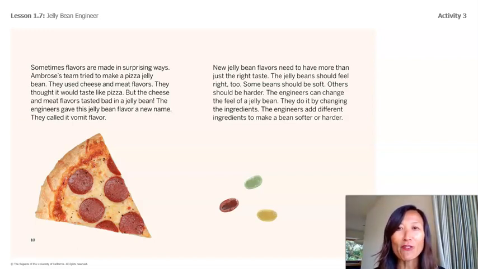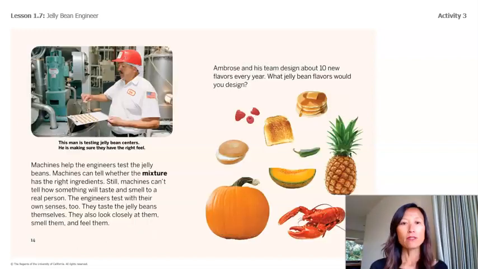New jelly bean flavors need to have more than just the right taste. The jelly beans should feel right too. Some jelly beans should be soft and others should be harder. The engineers can change the feel of a jelly bean. They do it by changing the ingredients. The engineers add different ingredients to make a bean softer or harder.